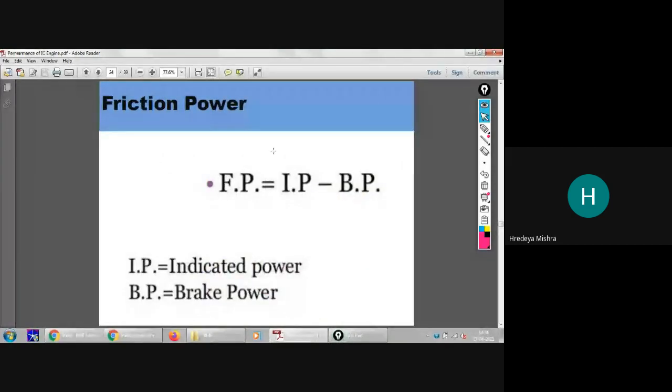Now see, friction power equals IP, indicated power, minus brake power. See here, IP is indicated power and BP is the brake power.